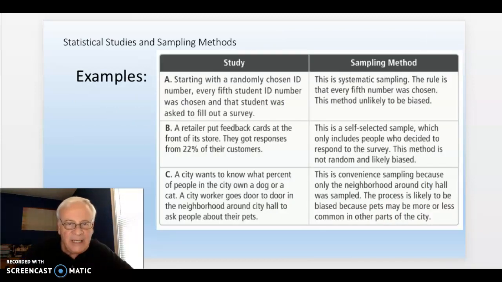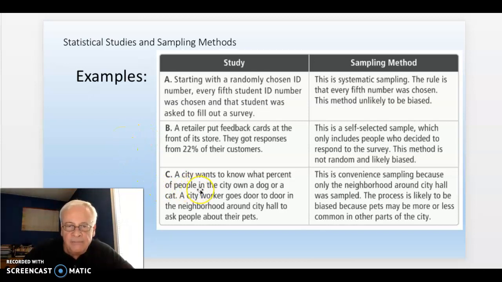Those are some examples. Example A: if we start with a randomly chosen ID number and then have a rule, like every fifth student ID number, see that rule right there? That's systematic sampling. In the next example, a retailer is talking about putting feedback cards at the front of the store, and anyone that wants to fill it out fills it out. That's self-selected. They volunteer to do that. They choose to be in the study themselves. It's not random.